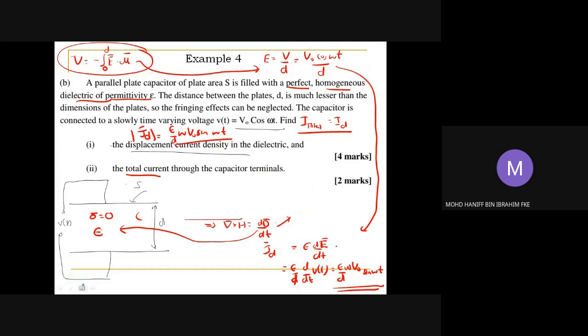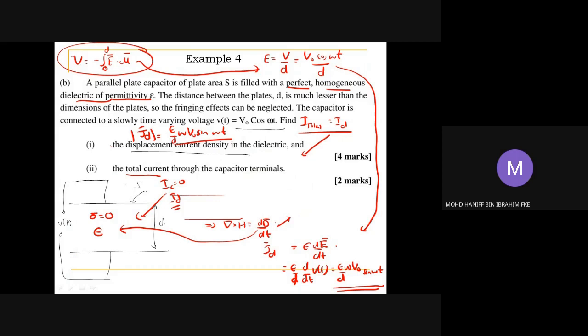Okay then, go back to this concept. We have learned that across the capacitor, in this dielectric material, there is no conduction current, so IC equals 0. We only have displacement current ID. So for question number 2, finding the total current through the capacitor terminals, the total current consists of just the displacement current only.